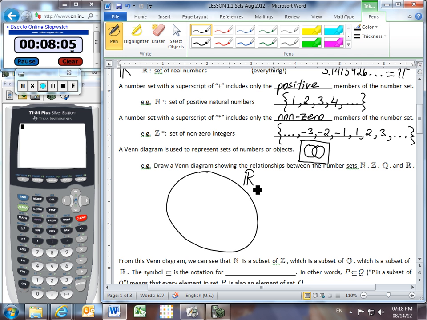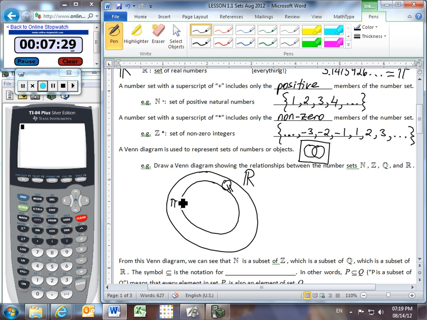Inside our real numbers, we've got our irrationals and our rationals. So let's make this circle the rational numbers. And everything inside the real number circle, but outside the rational number circle, so all of the numbers here, those are going to be the irrationals. Those are the numbers that cannot be expressed as fractions. They can only be expressed as decimals that do not terminate, so they go on forever, and they do not repeat. An example of a number in this category would be pi.